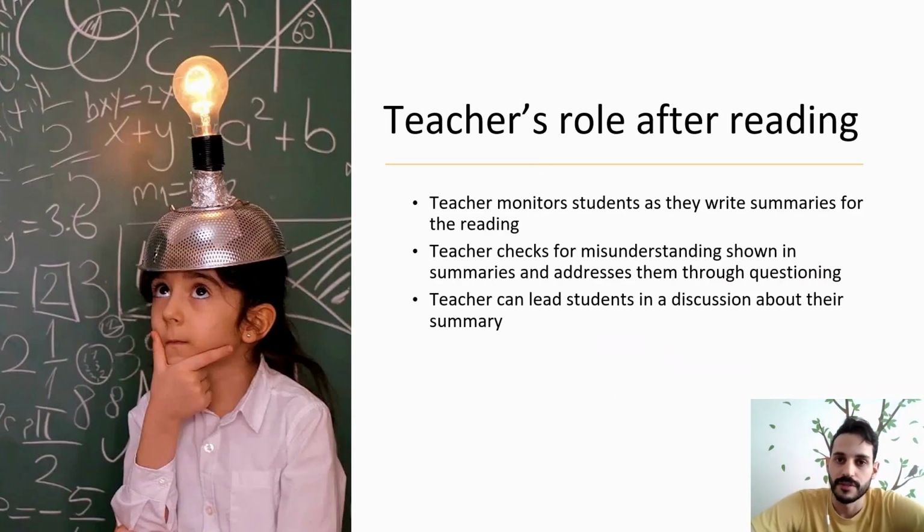After the students have finished reading, the teacher should monitor the students as they are writing their summaries. The teacher should check for any misunderstandings or misconceptions that the students might have and address those misunderstandings or misconceptions by having discussions with the students about the text, what was said in the text, and what the author may have meant by what they said in the text.